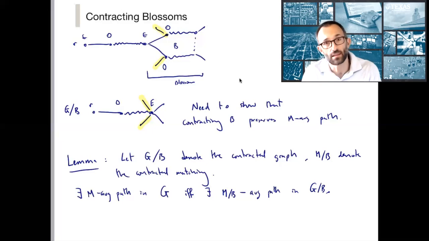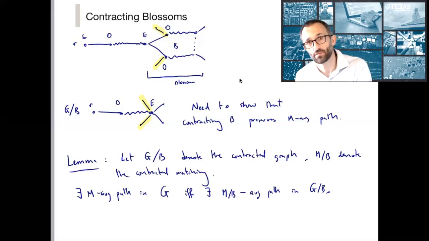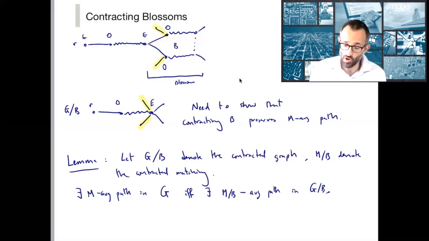But that is exactly the contrapositive of the statement that if there exists an augmenting path in G, there has to exist an augmenting path in the contracted graph. In other words, if there are no augmenting paths in the contracted graph that has no even to even edges, then what this lemma tells us is that there are therefore no augmenting paths in G. And that is the story.